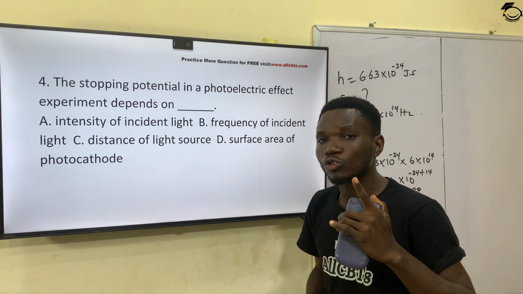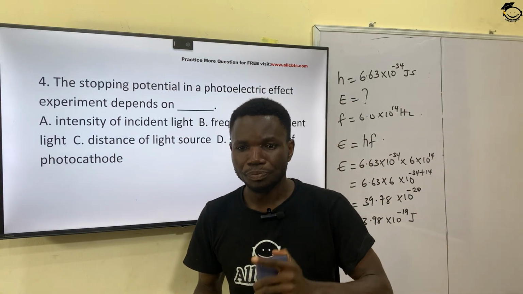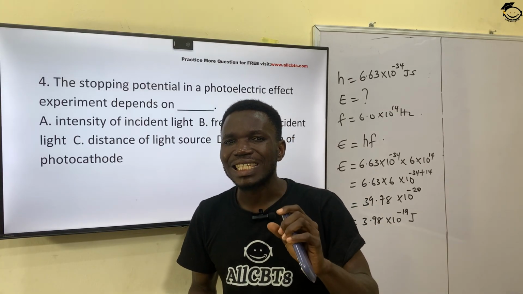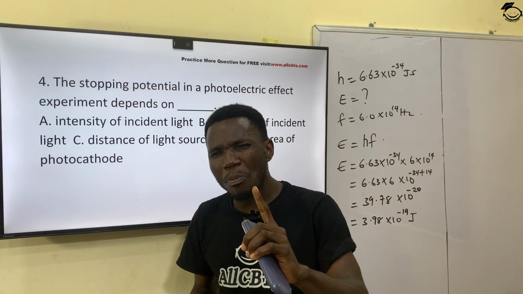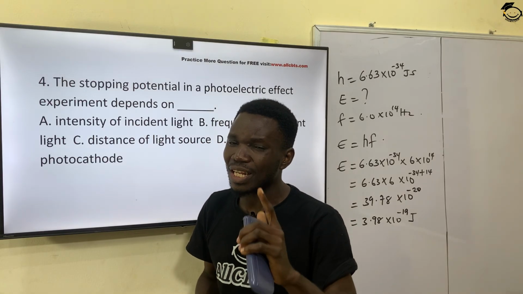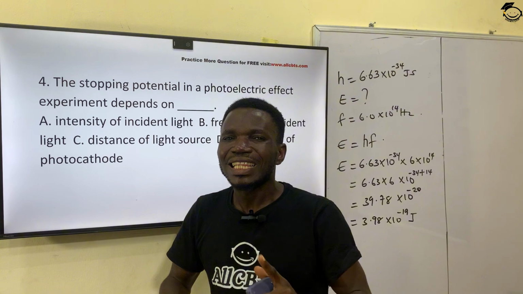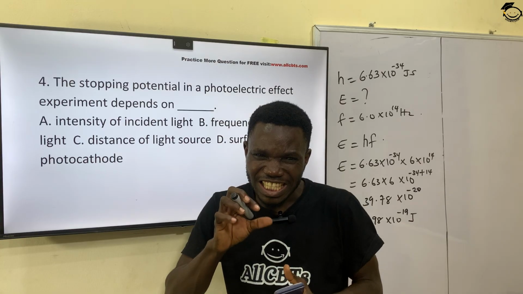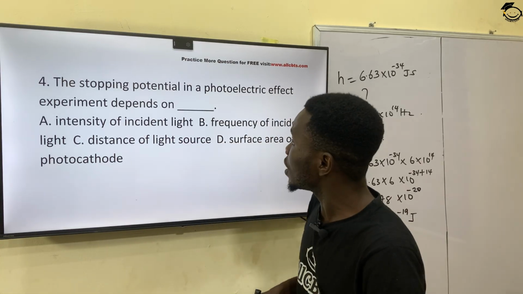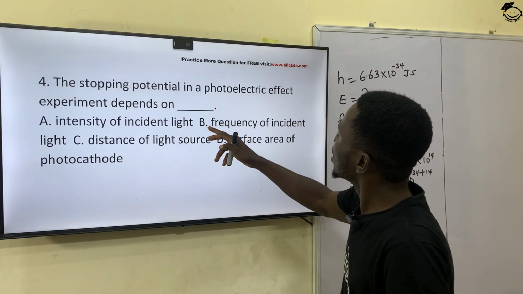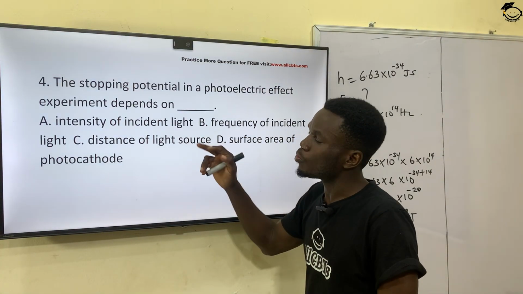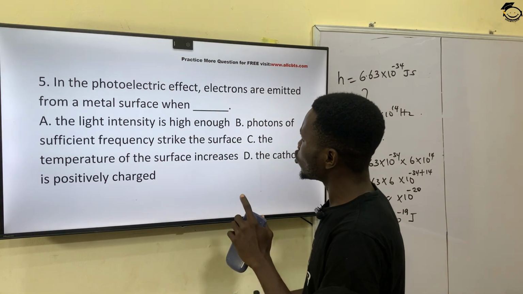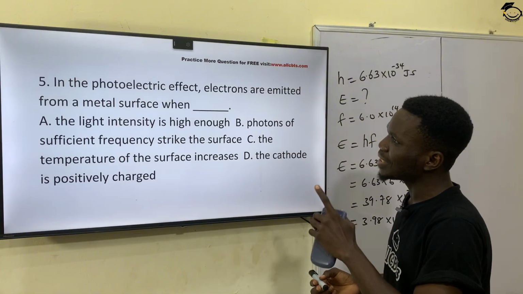Now, when I was explaining the photoelectric effect in the topic that we did, I said that the intensity of the light only determines the number of electrons, but it does not determine whether the electrons will be emitted. The factor that determines the emission of electrons is the frequency of the incident light. So the correct answer to this question is the frequency of the incident light, which is option B.